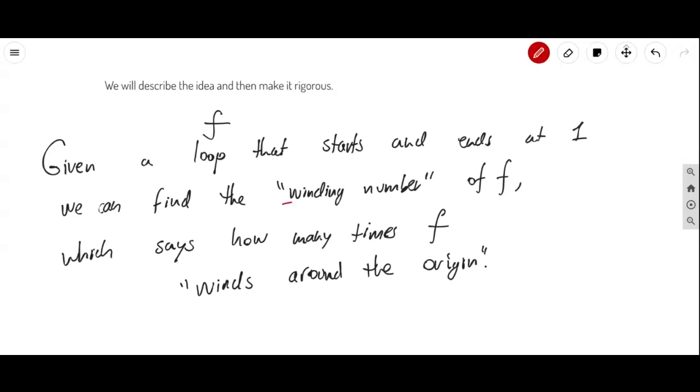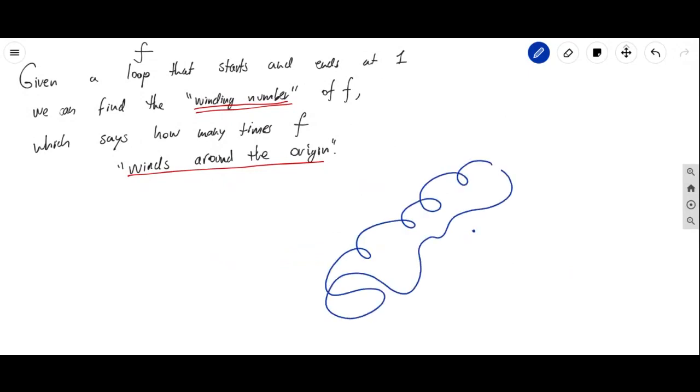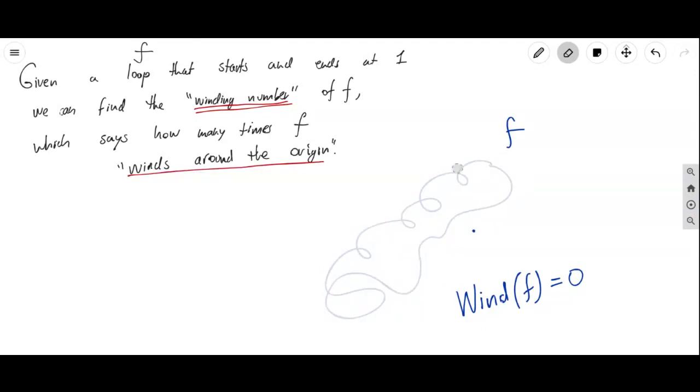So that's what you call the winding number. If you've taken a class in complex analysis, maybe you've seen this before. How many times something winds around the origin. So let's just draw some pictures. Let's say this is the origin, and then we have something that goes like this. This is f. The winding number of f is going to be 0, because the origin is outside this closed path. So it does not wind around the origin. It never encloses it. So here it would be 0.